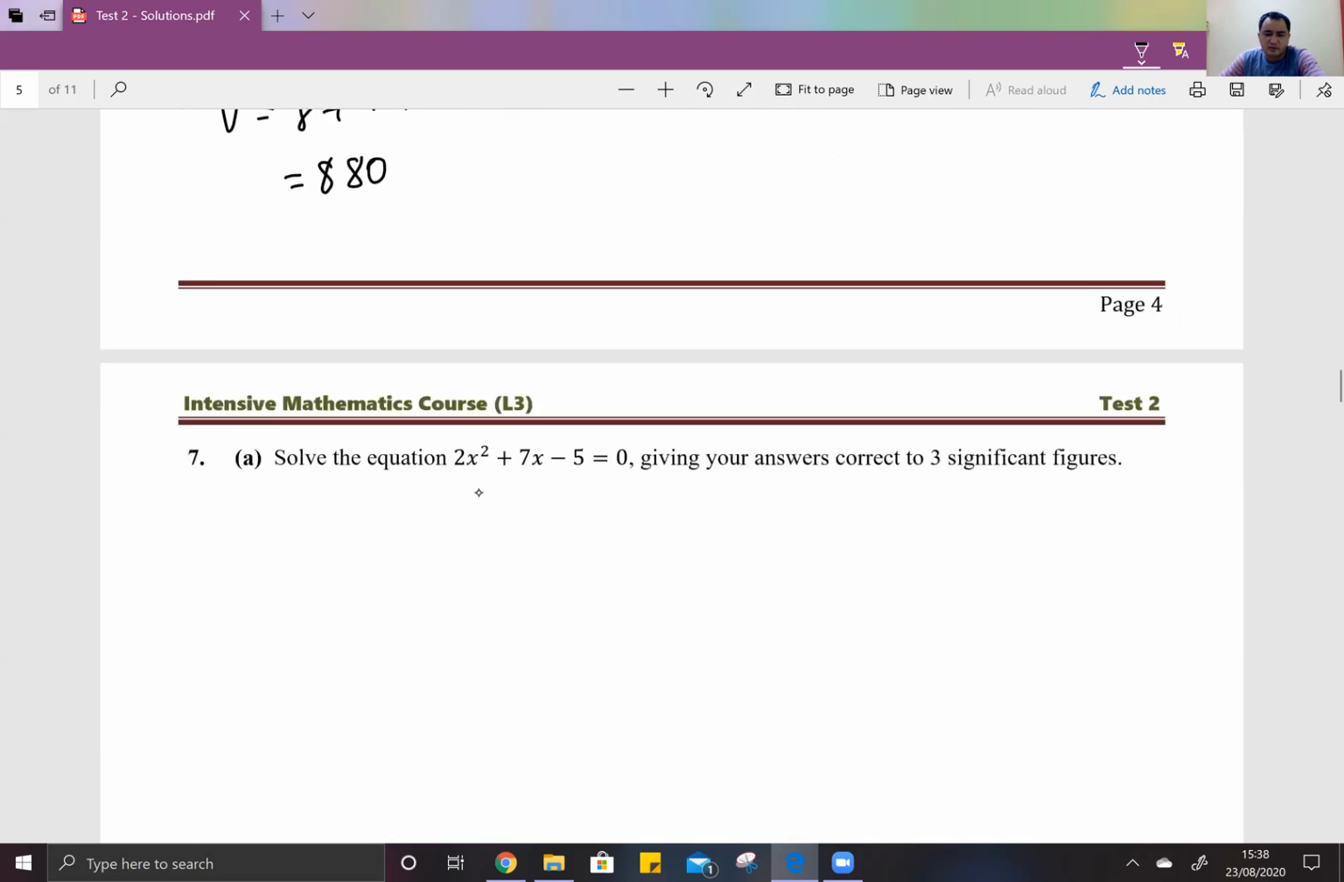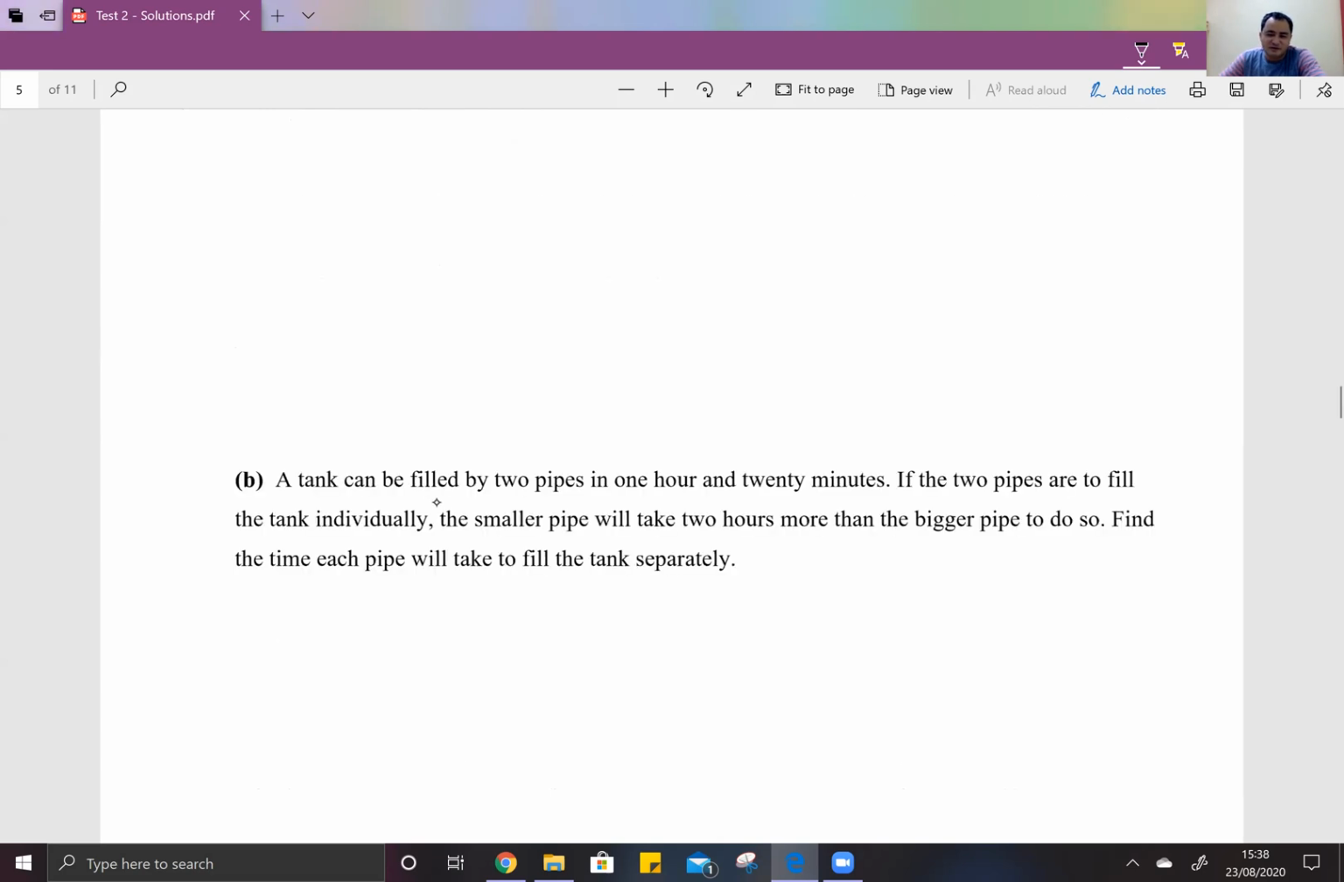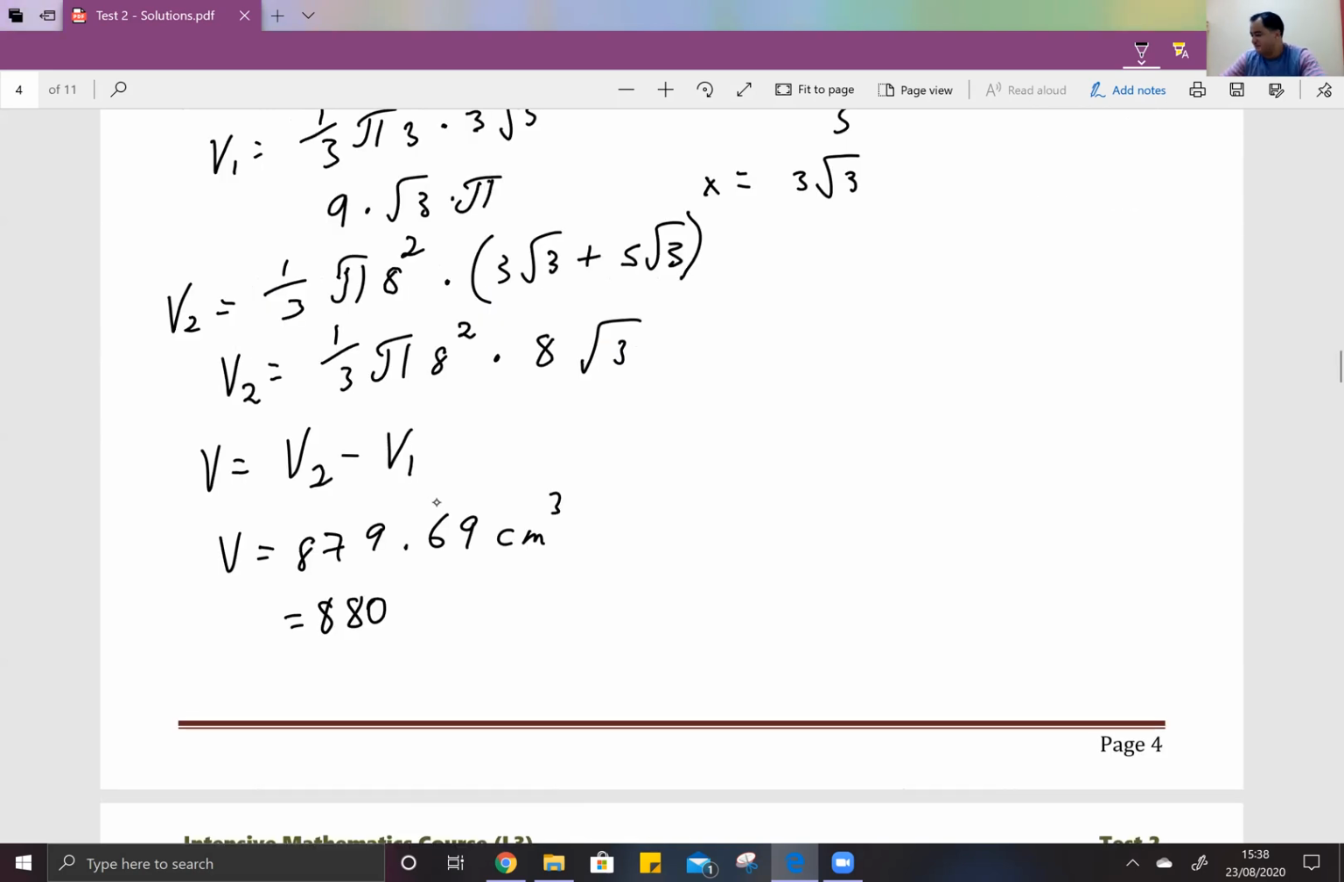But in a similar question, Amira, next time, not next time, in the future, if I ask you the surface area, that will be more challenging. Oh, okay. The volumes are easier, but surface area, a similar method, but still more challenging. Anyway, that was question 6.